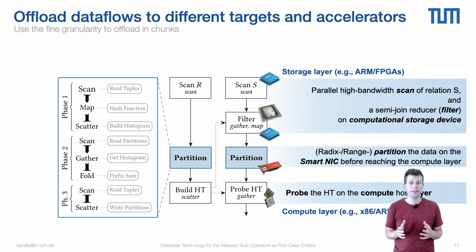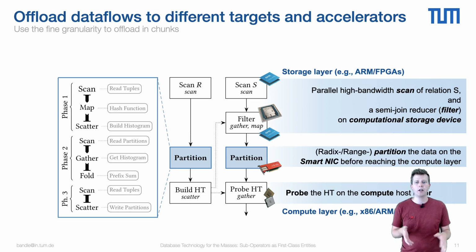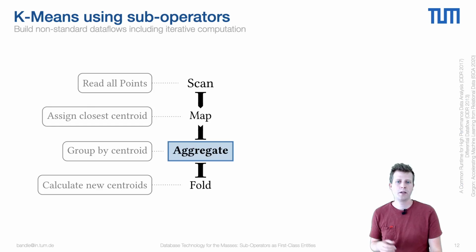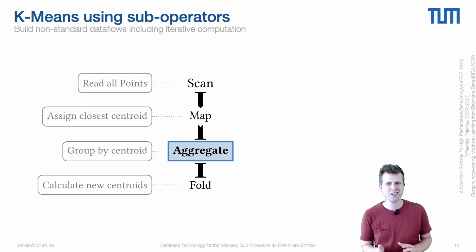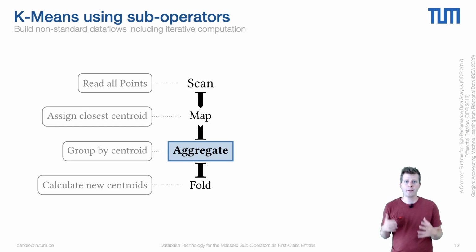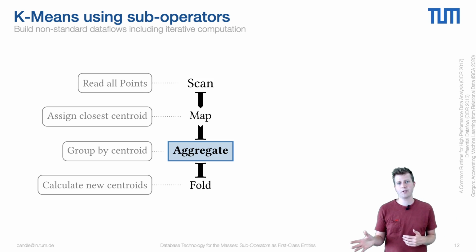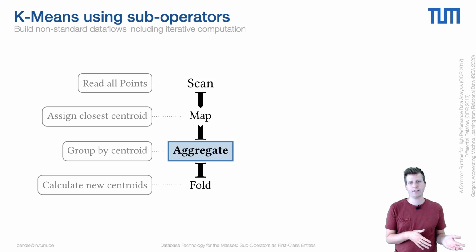Using the suboperators here gives us a more natural understanding of how to split the data flow so that offloading is possible. But until now, we only looked at SQL-like data flows. But also non-standard data flows are possible. This example shows one iteration of k-means. We first read all the points, look which centroid is closest, group the points by the chosen centroid, and get the centroids for the next iteration.